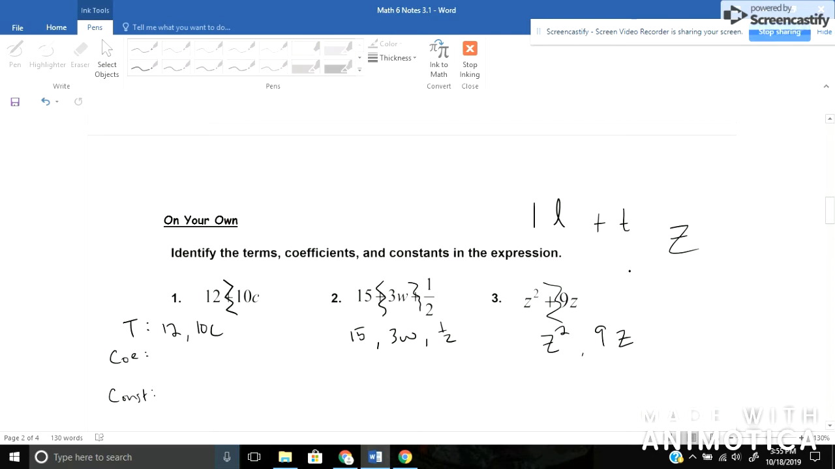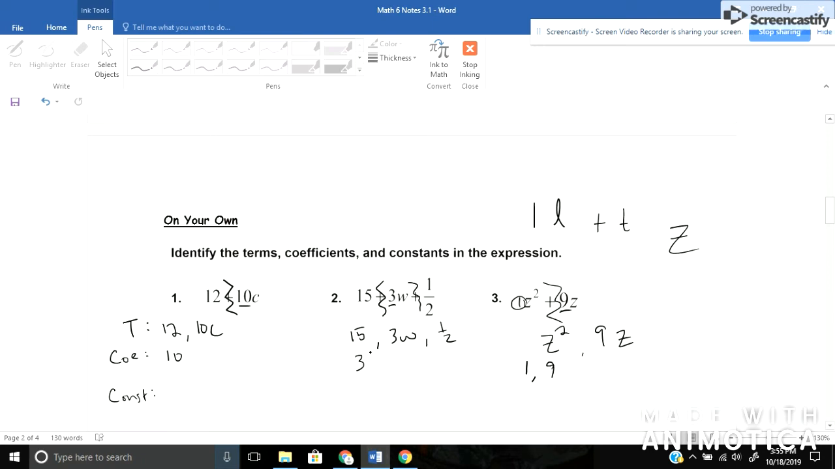Let's go to coefficients. Again, the number in front of the variable. So here I've got 10. In my second problem, I've got 3 is a number that's in front of my variable. And in my last one, I have how many z squareds are there? Well, you can assume that there's a 1 in front of that, remember? So my coefficients would be 1, and 9 is also a coefficient. It's in front of my variable.